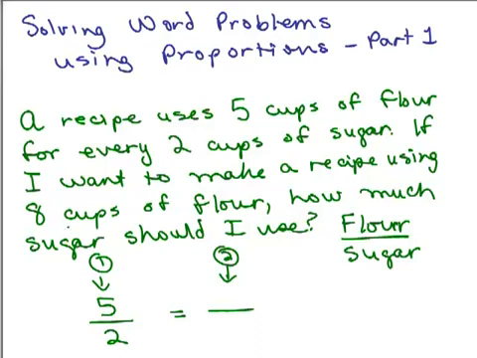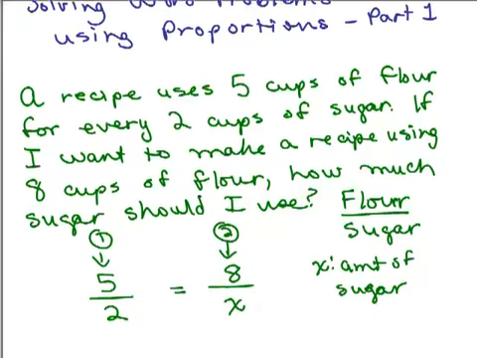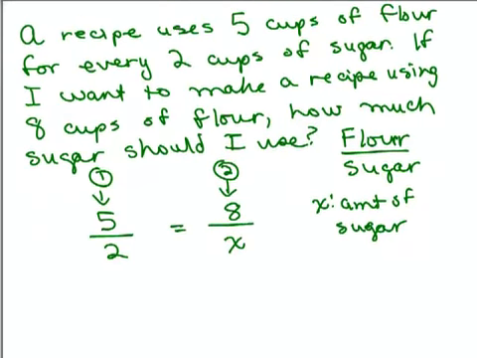Now, I want to make a recipe using 8 cups of flour. All right, so flour goes in the numerator, and what I don't know is the sugar. So how about we let the amount of sugar I need be x. Okay, so x is the amount of sugar that I want. We've set up a proportion, and now we can solve that proportion to figure out how much sugar to use. All right, so remember how we could do a proportion?